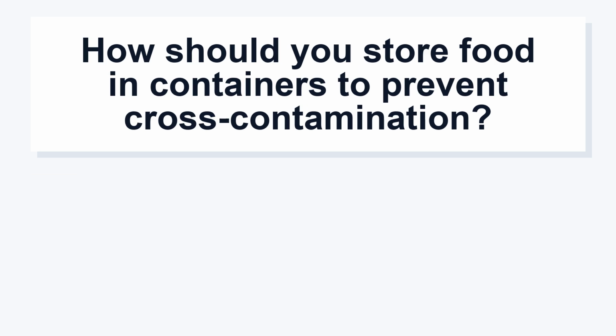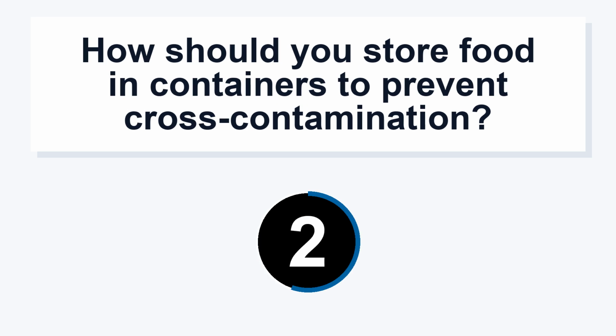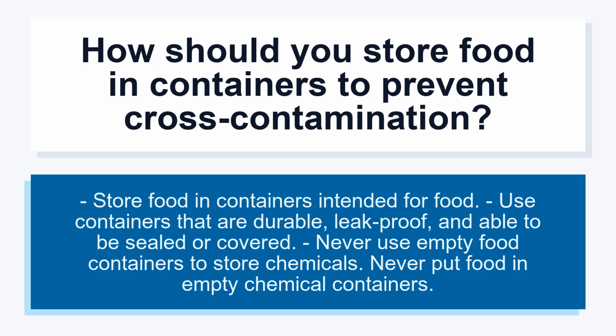How should you store food in containers to prevent cross-contamination? Store food in containers intended for food. Use containers that are durable, leak-proof, and able to be sealed or covered. Never use empty food containers to store chemicals. Never put food in empty chemical containers.